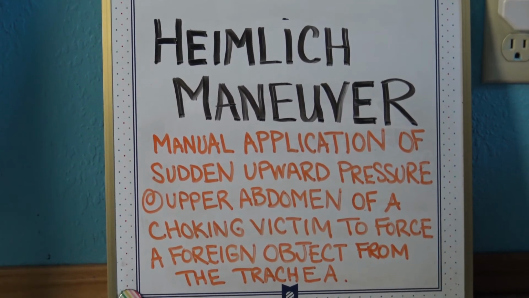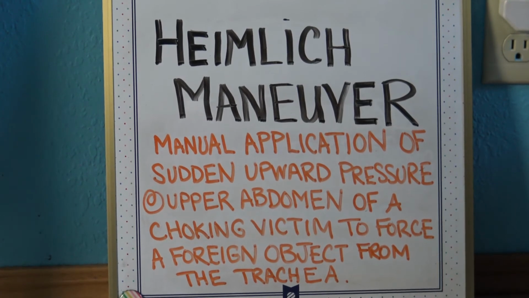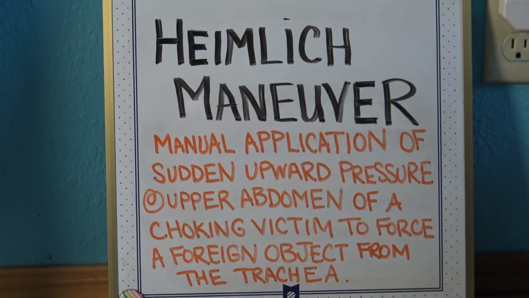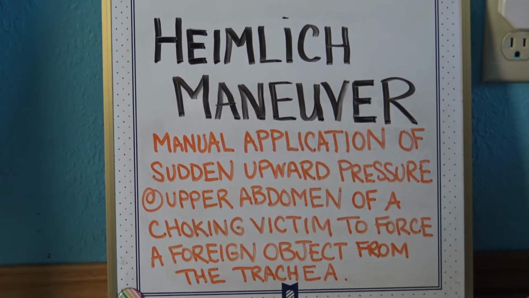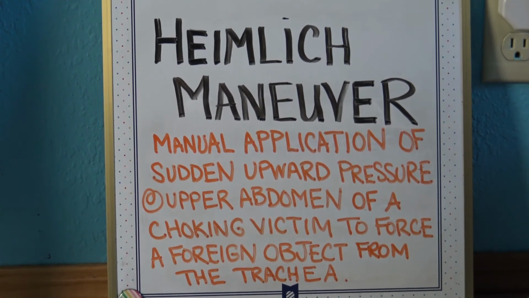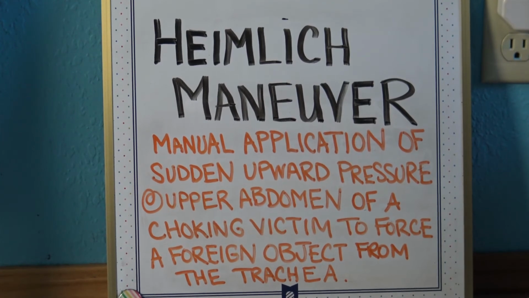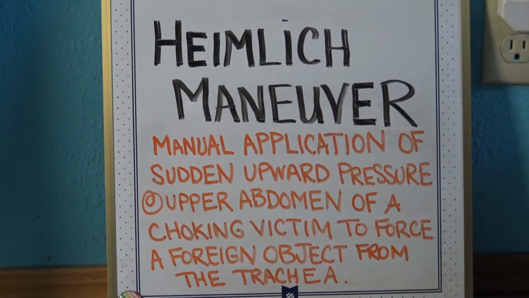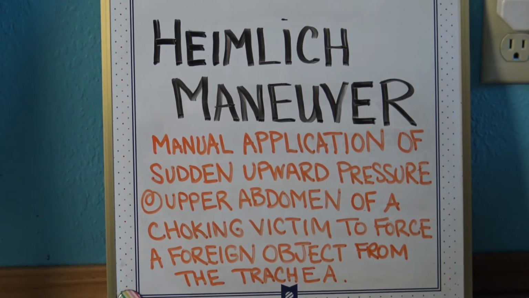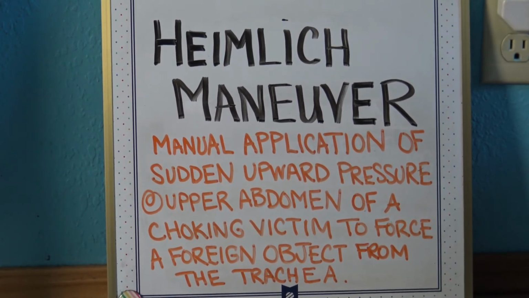Heimlich maneuver. The Heimlich maneuver is the manual application of sudden upward pressure at the upper abdomen of a choking victim to force a foreign object from the trachea. It is performed as emergency treatment for obstruction of the airway in adults. It may be needed when someone chokes on a piece of food somewhere out and about in the world. So Heimlich maneuver: manual application of sudden upward pressure at the upper abdomen of a choking victim to force a foreign object from the trachea.